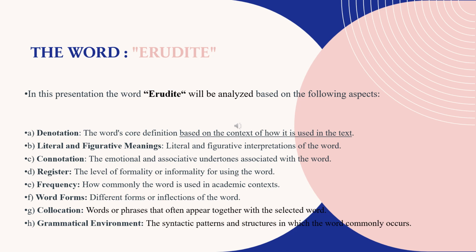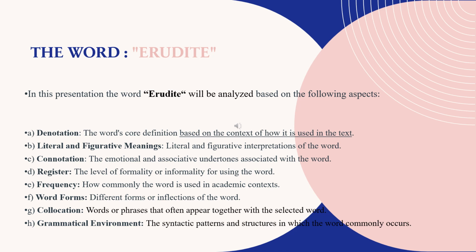the text. The second C is literal and figurative meaning, which are literal and figurative interpretation of the word. The third C is called connotation, the emotional and associative undertone associated with the word. The fourth C is register, which is a level of formality or informality appropriate for using the word. And the fifth C is frequency, how commonly the word is used in academic context.